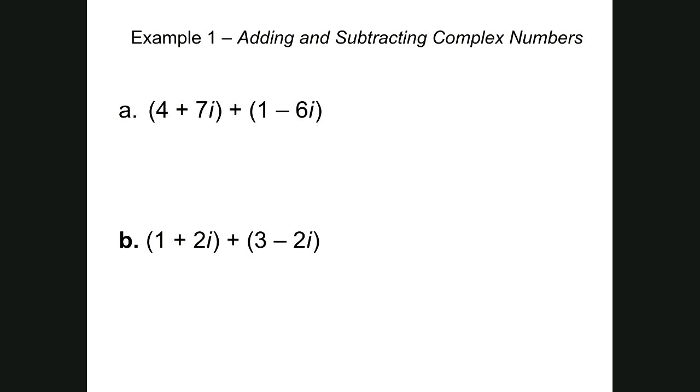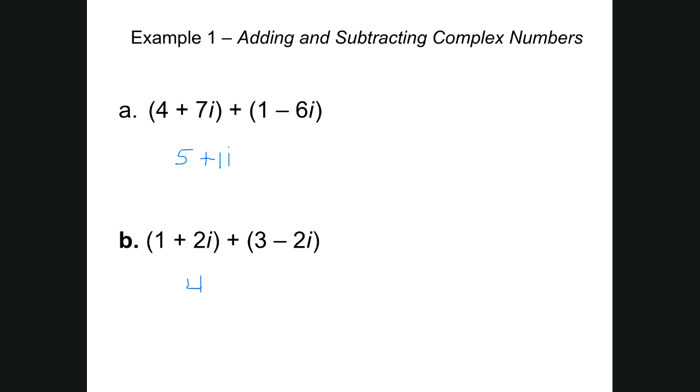So here are some examples. If I had 4 plus 7i plus 1 minus 6i, well, this would just be 5 plus 1i. So 4 plus 1 is 5, and 7i plus negative 6i is 1i. If I have 1 plus 2i plus 3 minus 2i, well, that's just going to be 4. Just 4, right? Because the 2i and the minus 2i are just going to cross off. So it just goes away.